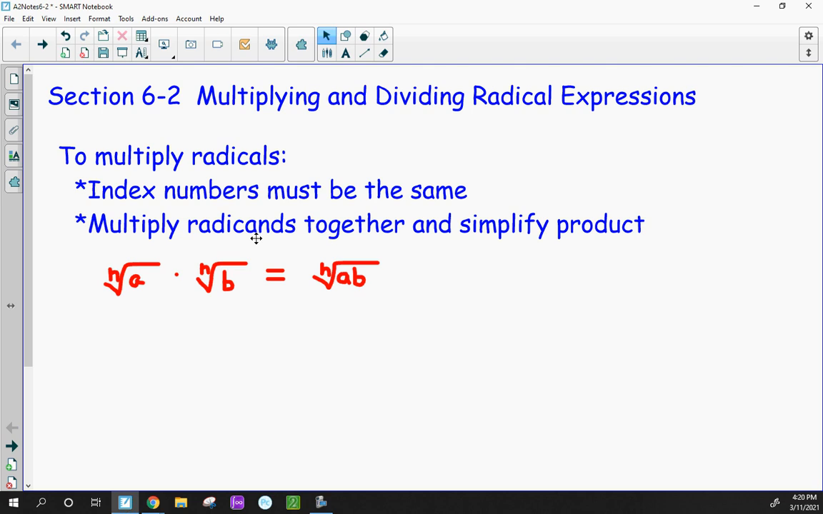And remember, radicand is a word we used in the last section, meaning the number, variable, or the term underneath the radical. You're going to simplify the product as best you can. Also, if you do happen to have a number in front of each of these, for example, if this one was 3 and this one was a 2, you would also go ahead and multiply those together and put it in front of this answer. Make sure your index numbers are the same. Go ahead and multiply, if there are numbers outside, multiply them together first, and then multiply the radicands together and simplify the product.